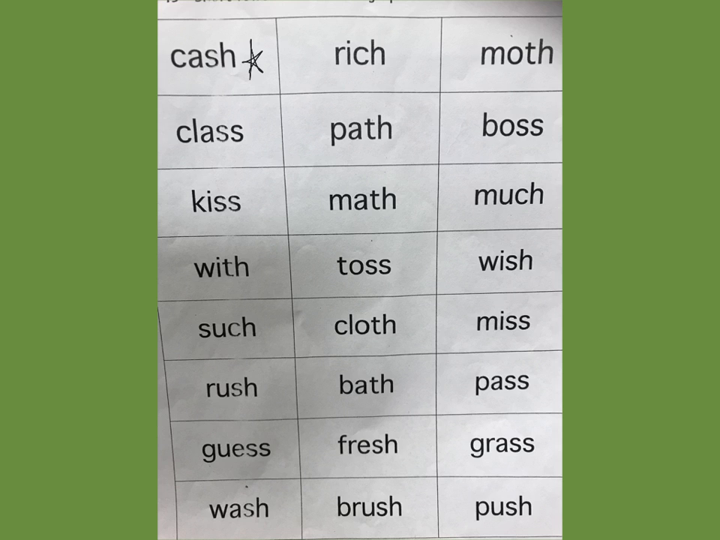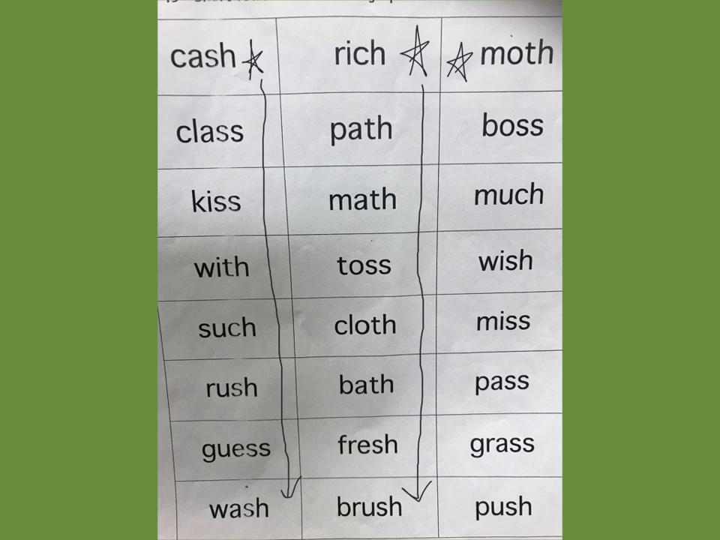We have cash, class, kiss, with, such, rush, guess, wash. Then we have rich, path, math, toss, cloth, bathe, fresh, brush. And then we have moth, boss, much, wish, miss, pass, grass, and push.